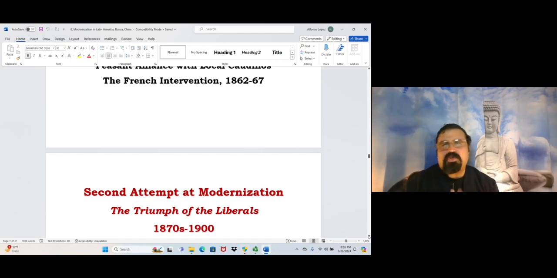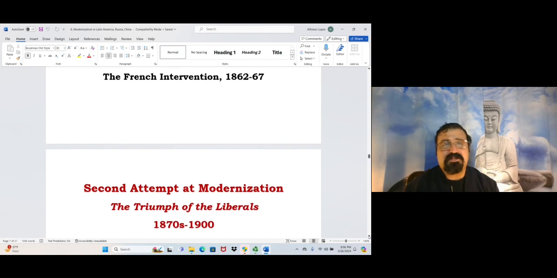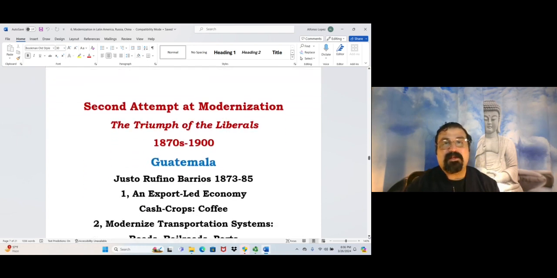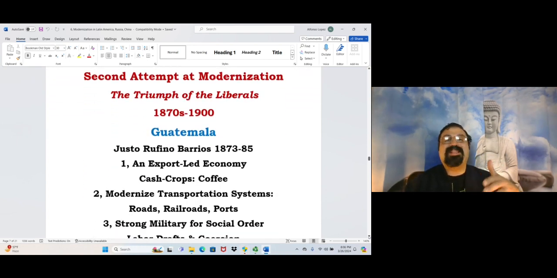Again, so it was short-lived, the intervention, but nonetheless it is significant, again, that the conservatives were going to great lengths trying to stop liberalism in Mexico. Then we see a second attempt at modernization.